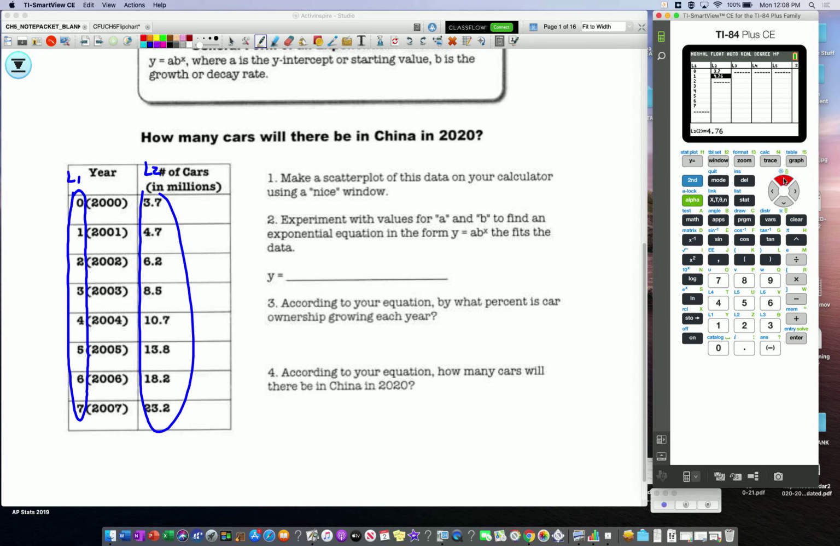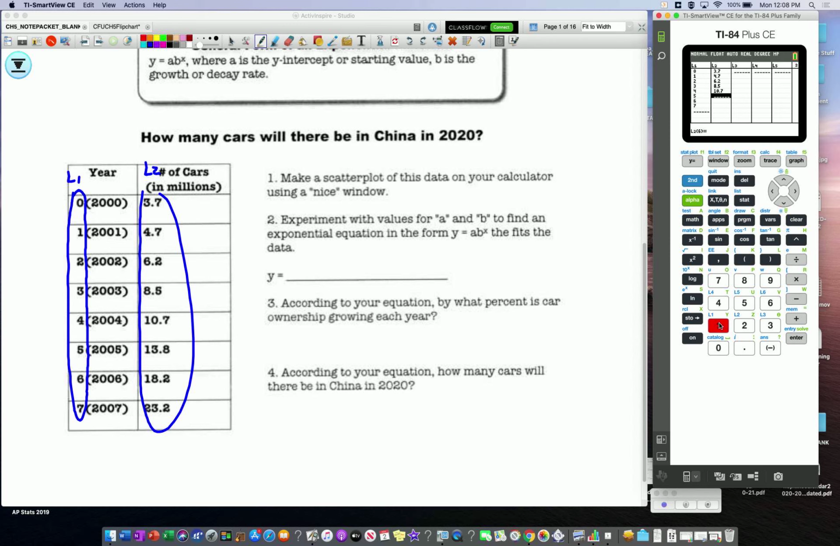Whoops, I don't like it when it does that to me. Sometimes it doesn't take my enters, so 6.2, 8.5, and it did it again to me. Wow, the calculator's being a little hard on me here. Maybe I just have to go a little bit slower and make sure it takes it.